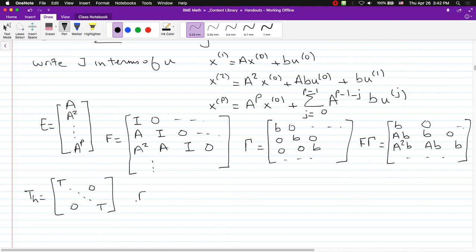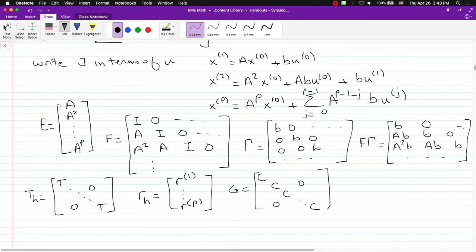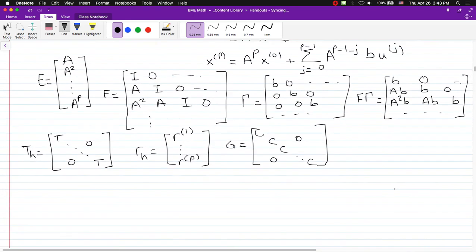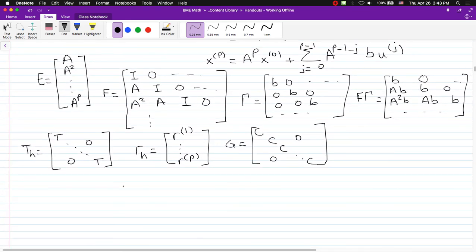The reference history, R, going from time point 1 to time point P. And then finally a matrix G, which is basically C in the diagonals and 0 elsewhere. Okay, so all of this is done so that I can write the following.